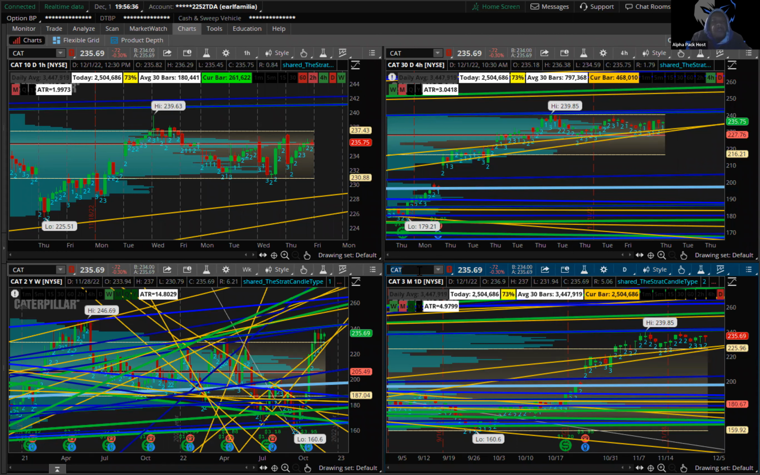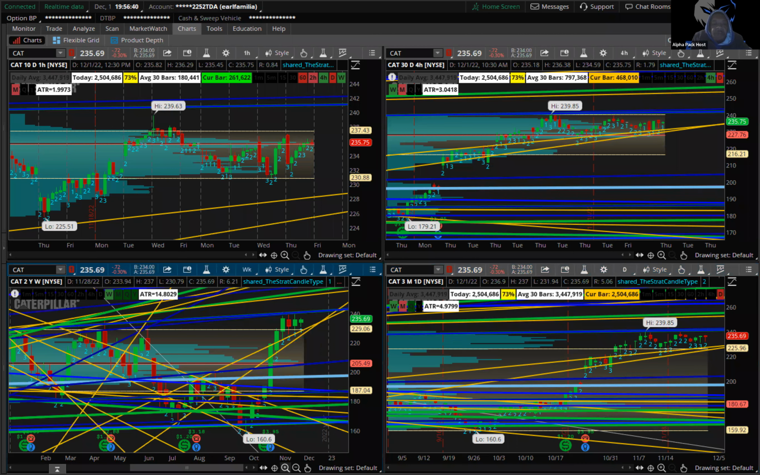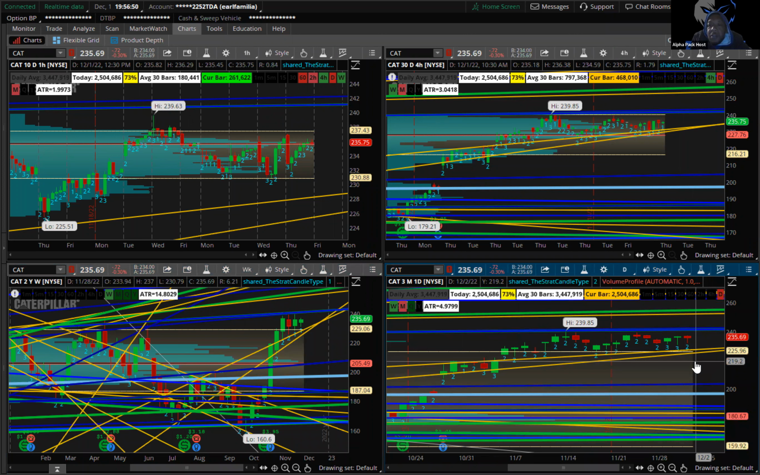So this one here was this cat. We're still inside on the week, inside on the 4-hour, double inside weeks actually. So we've got 3, 2. This is interesting. We've got a lot of buying on this one.